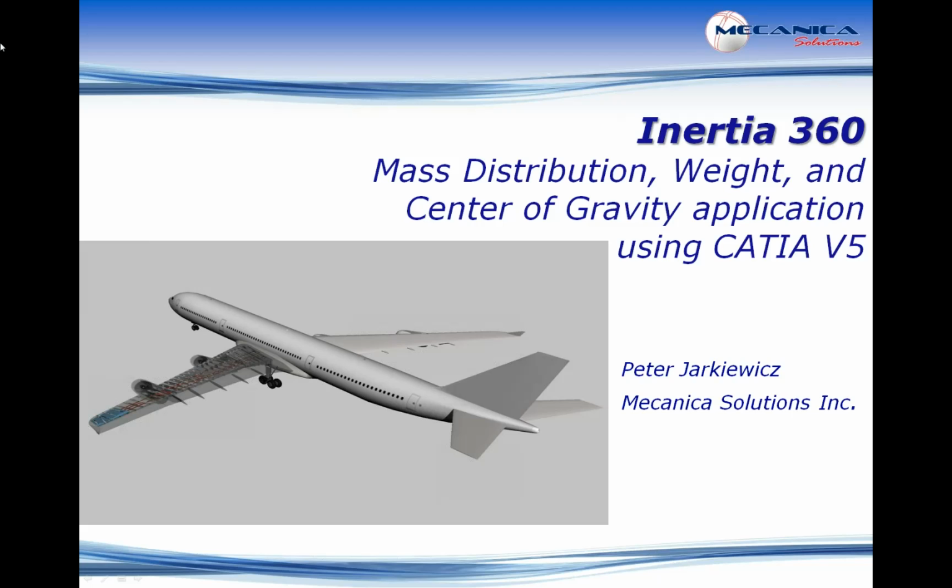This presentation is about Inertia 360, a software developed by Mechanica Solutions. The software is a mass distribution, weight, and center of gravity application tool for CATIA V5. My name is Peter Jarkowitz. I'm an applications engineer with Mechanica Solutions.